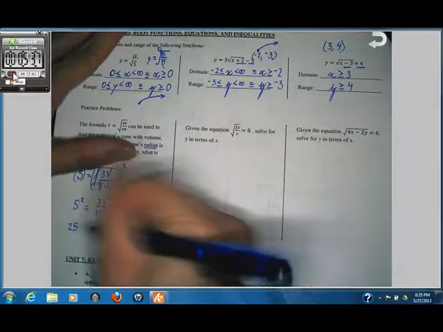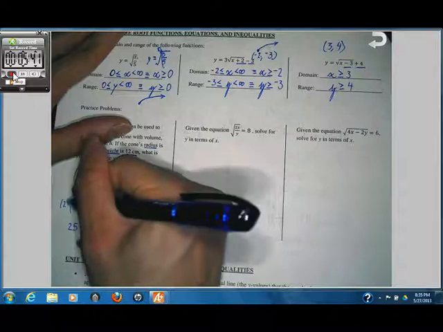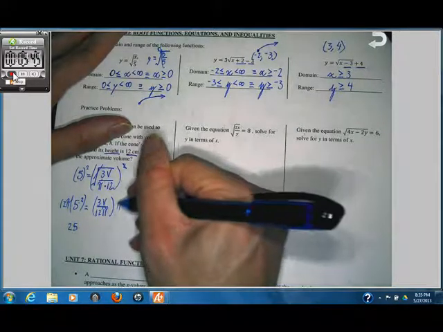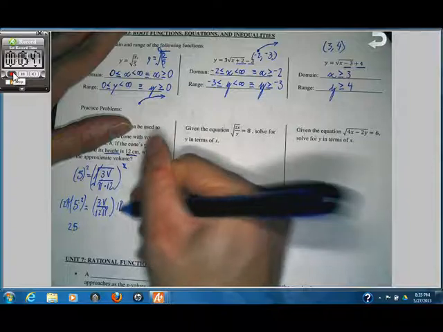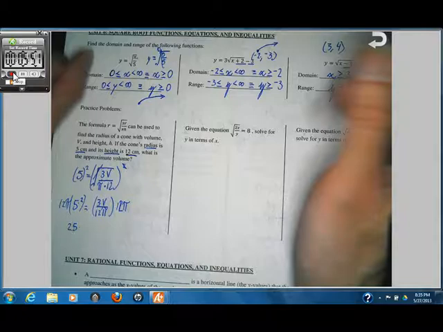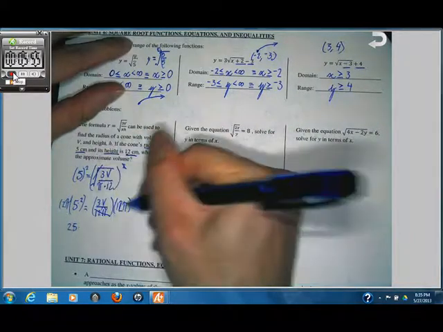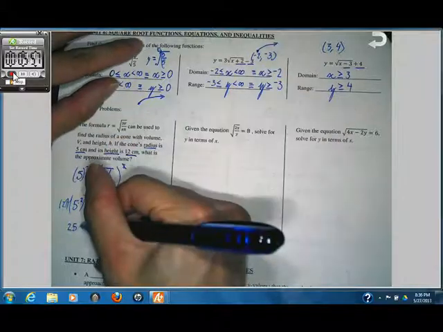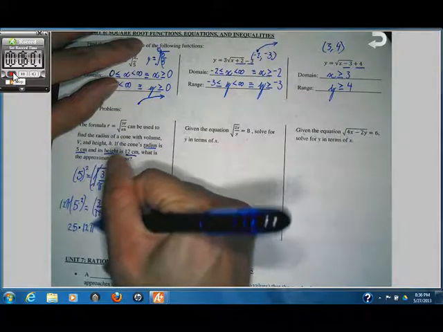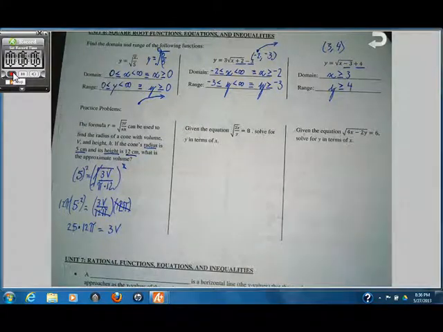There's a reason for that. Pi is an ugly irrational number that I am not going to evaluate till the very end. So this cancels this, and so now we have 25 times 12 pi is equal to 3v. Before I do anything else, rather than multiply 25 and 12 pi, which would give me some big, hideous, ugly number, I'm going to divide everything by 3, because 3 and 12 have a common factor.